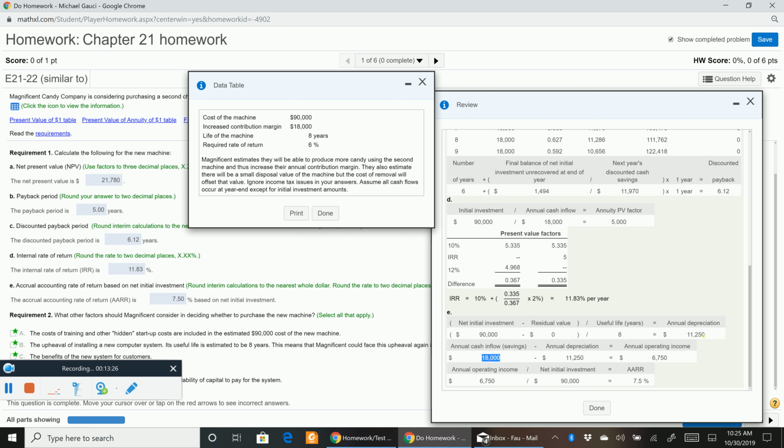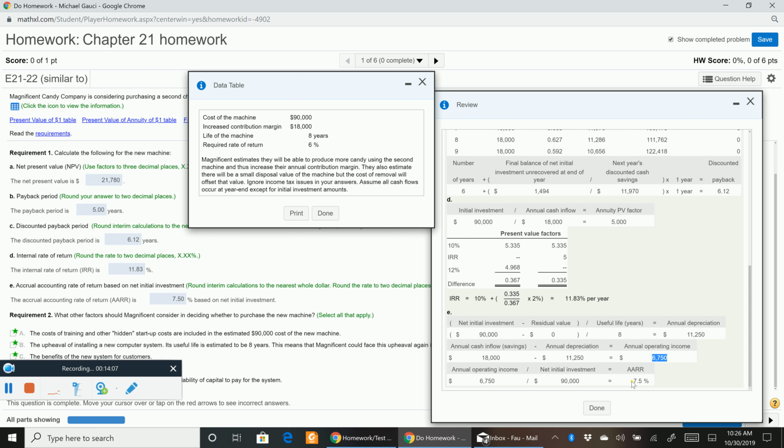So if our cash savings, as we said earlier, was $18,000, and we know the new depreciation for buying the new machine is $11,250, remember, the $18,000 is extra cash inflow. But when you bring in this concept of depreciation, we're talking about accrual accounting here. So with accrual accounting, you know that $11,250, even though it's not a cash outflow, is going to be subtracted from the $18,000 to get you to accrual accounting income, which is $6,750. And we will divide that by the investment of $90,000. So the accrual accounting rate of return is 7.5%.